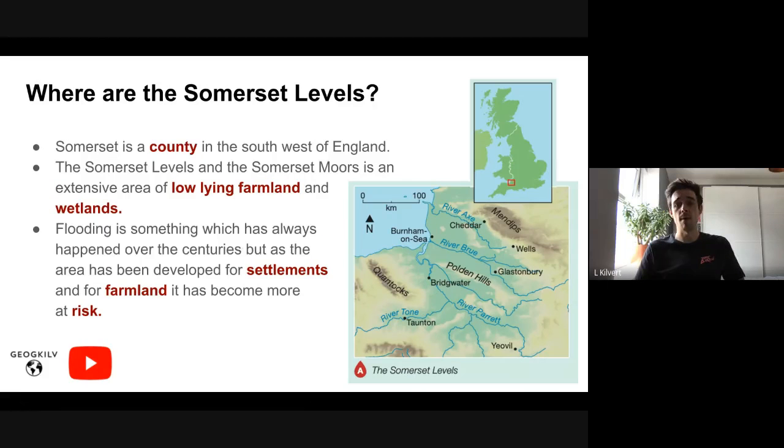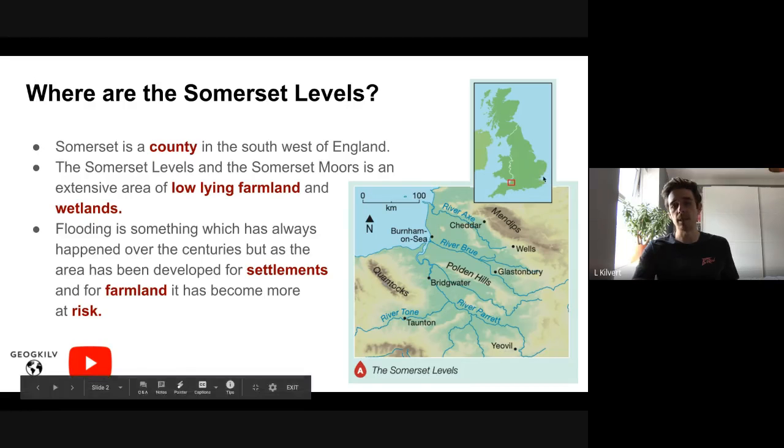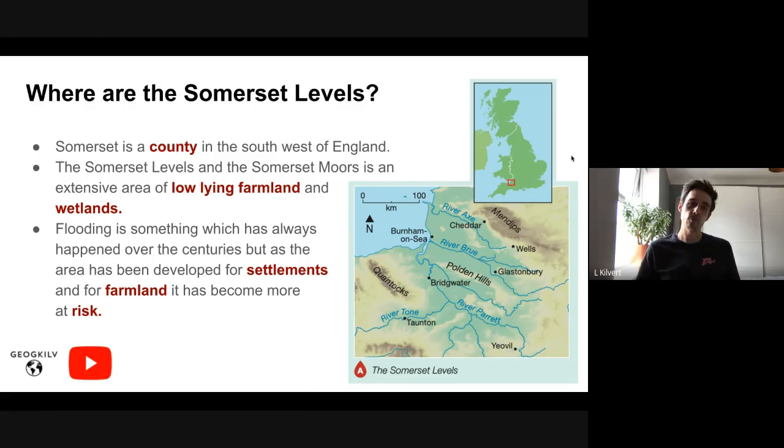You've got a nice little map down there on the right hand side, which shows us where Somerset is located in the United Kingdom. So we're looking at the southwest corner here in this little red box, and we've got this area in particular which marks the Somerset Levels. Somerset is a county in the southwest of England. The Somerset Levels and the Somerset Moors are an extensive area of low-lying farmland and wetlands, okay?